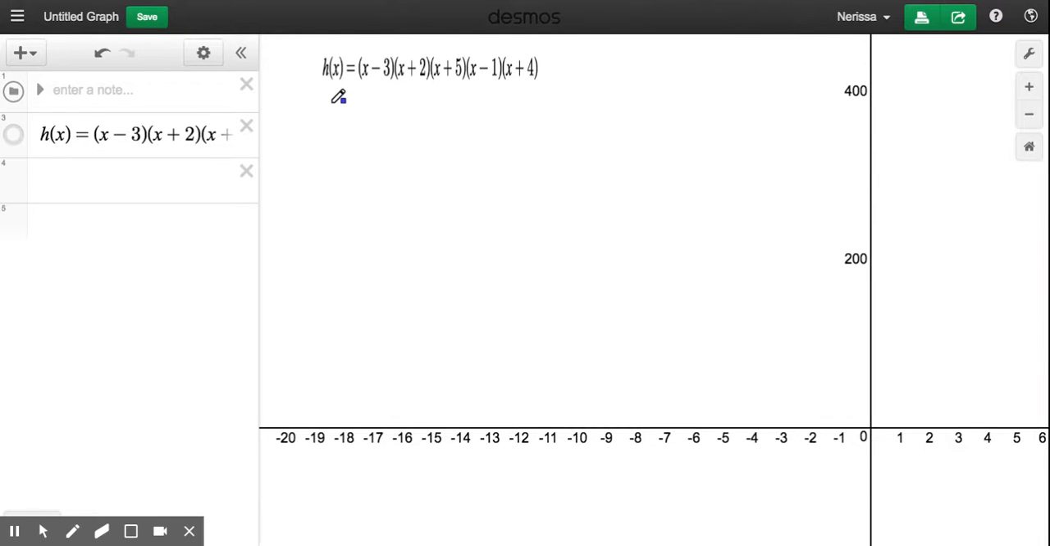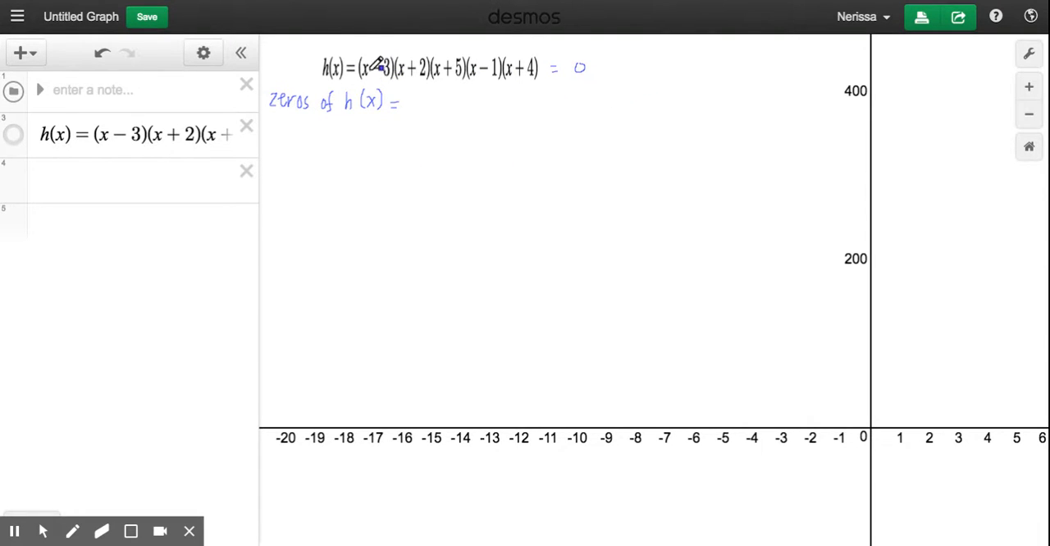Let's graph h of x first by hand, and then we'll have Desmos graph it so that we can see how accurate our graph is. So first thing we need to do is to find the zeros of h of x. So we will set h of x equal to 0 and set each factor to 0 and solve for x.